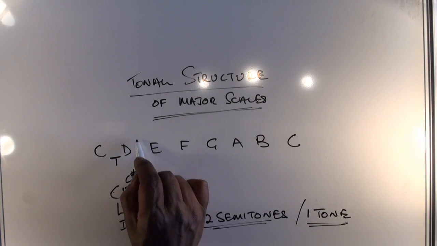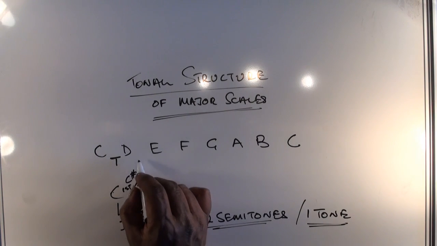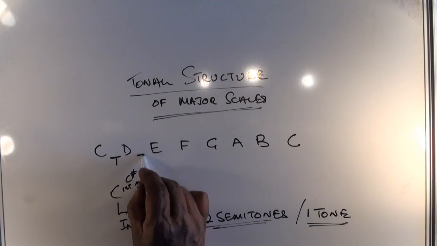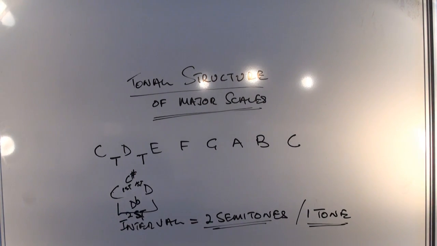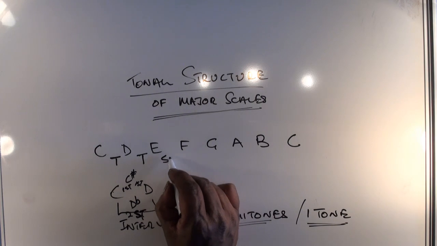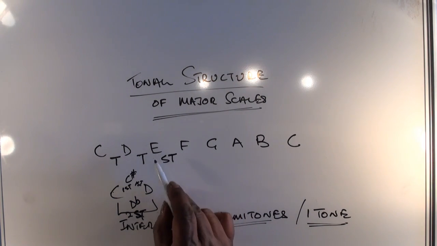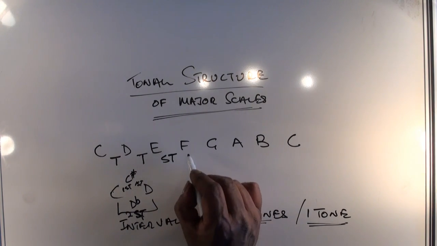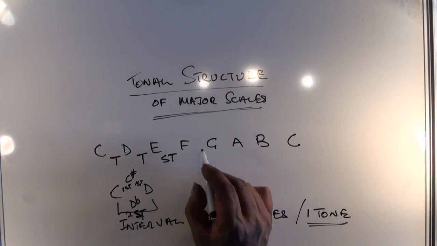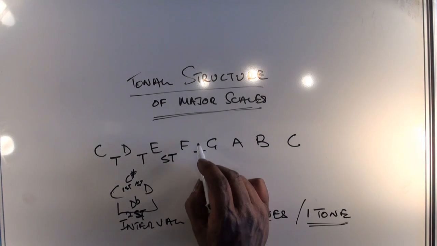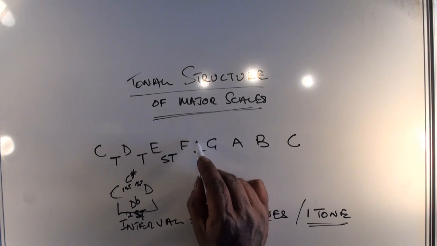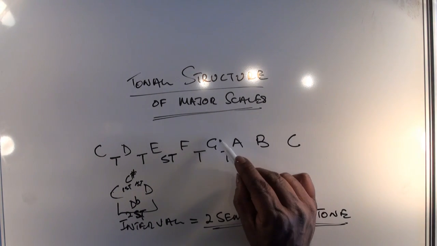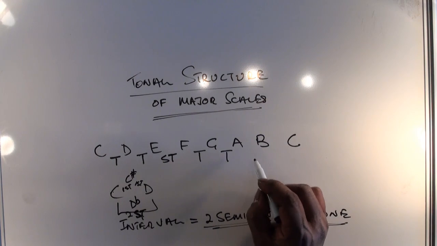D to E, we have a D sharp or an E flat in between. D to D sharp is a semitone, D sharp to E is a semitone, therefore that is a tone. E to F is already a semitone, 2 white notes on the piano next to each other. There isn't a sharp in between, so that's a semitone. F to G is a tone because we have an F sharp or a G flat in between. G to A is a tone because we have a G sharp or an A flat in between.